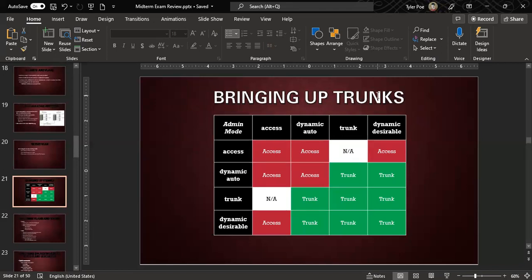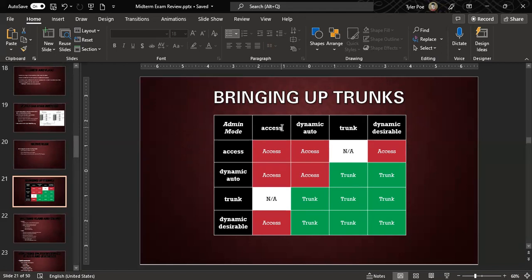So let's talk about bringing up trunks. Basically, you remember administrative and operational modes. The administrative mode determines whether two ports that are set to trunk will actually trunk. There are four different statuses you can set.